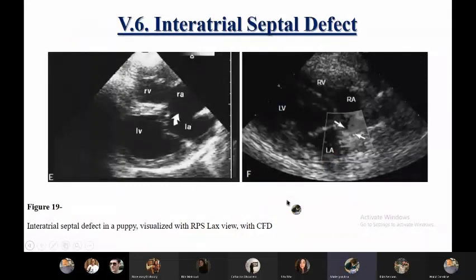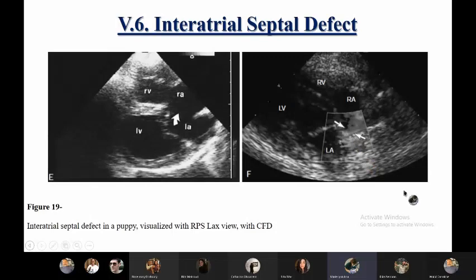Now on to the septal defects. A septal defect is a hole inside a normally intact septum that separates either the atria or the ventricles. In interatrial septal defect, as the name suggests, there is a connection between the atria. So these are 2 images of right parasternal long axis view with color flow Doppler, but it is not obvious in a black and white image.